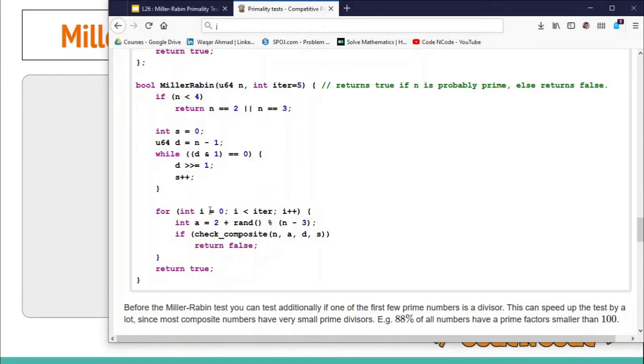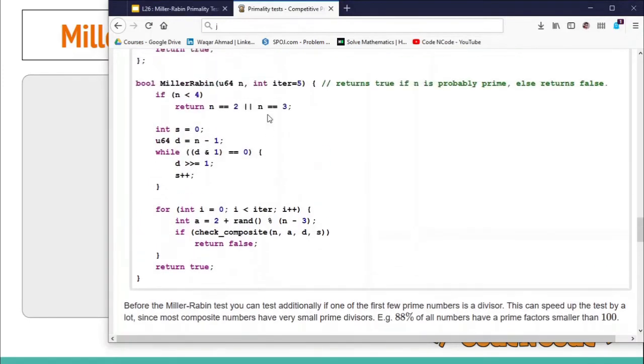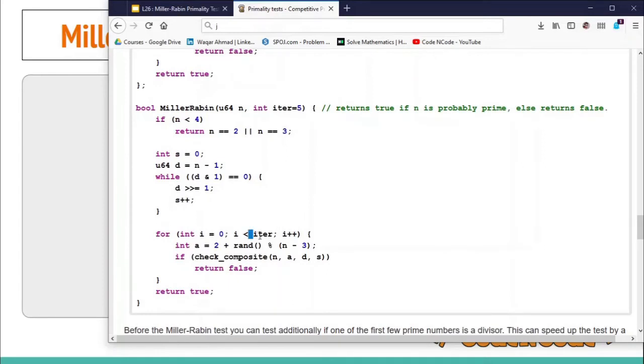After calculating that, you run the test for ITER number of times, the same thing that you do in Fermat's primality test. Each time, you calculate a random number in the range 2 to p minus 2. After that, you check whether it is prime or not. Here you would see whether it is composite or not.